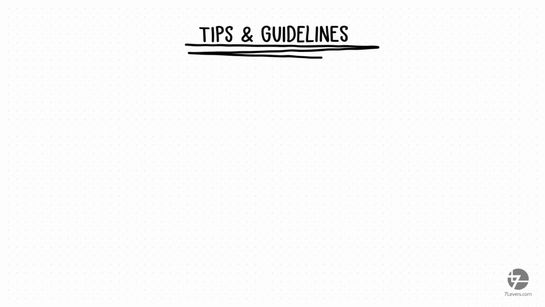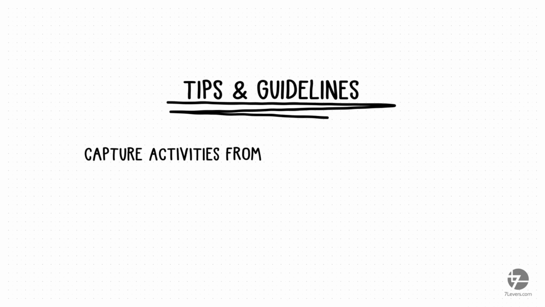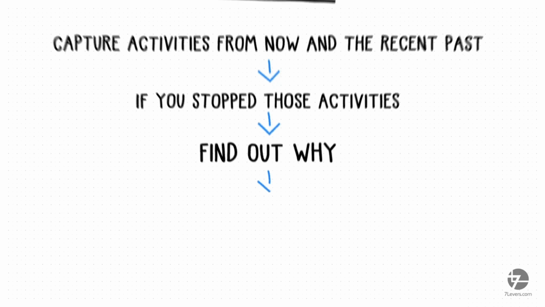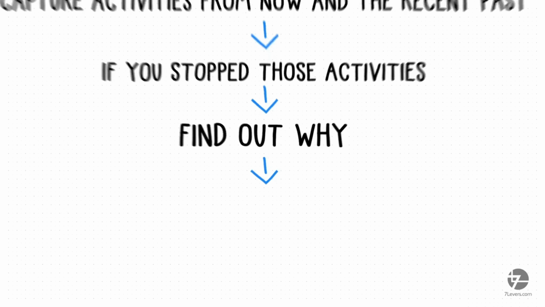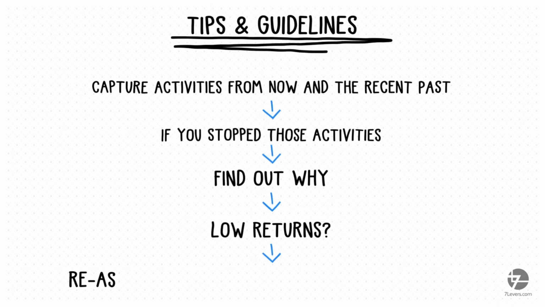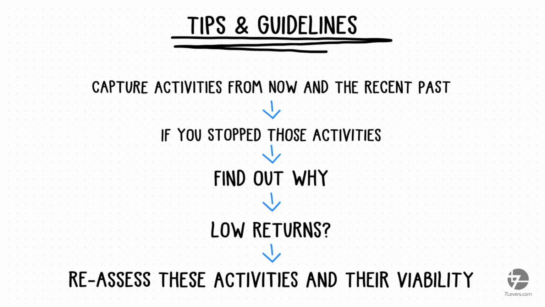So the first one, and this is quite important, is to capture activities not just that you're doing right now, but any from the recent past as well. The reason for this is that if you stop doing them, you might want to find out why. And the reason is very often that they gave you what you thought at the time were low returns. Now, if those activities weren't that big an undertaking, didn't require that much to make them run, but were giving you 7, 8, 9 or 10% of a return on a lever, well, 10% is all we want. So it may be worth reinstating those activities if it doesn't take too much effort.